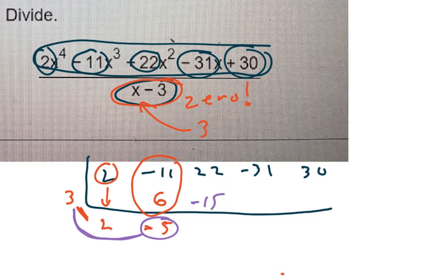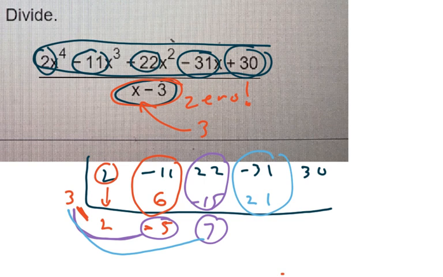And that's synthetic division, right? 22 minus 15 is 7. I'm going to take this 7, and again, I'm going to times it with my 3 there. That's 21. What is 21 minus 31? Well, that's a negative 10.